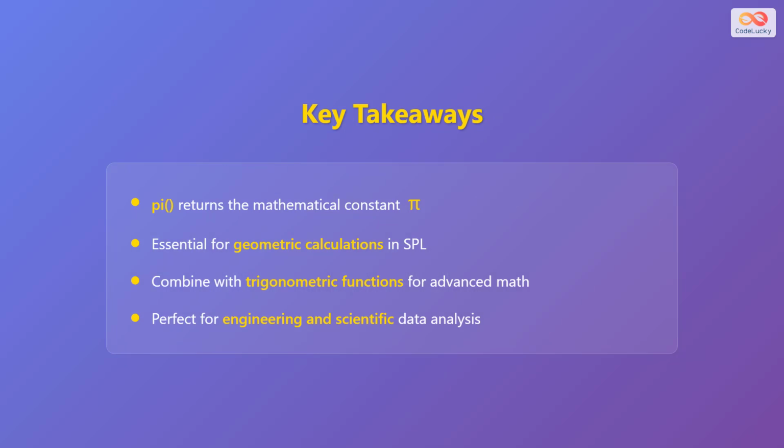To summarize our exploration of the Pi command, the pi function returns the mathematical constant pi without requiring any parameters. It's essential for geometric calculations in search processing language. You can combine it with trigonometric functions for advanced mathematical operations. The Pi command is perfect for engineering and scientific data analysis where precise mathematical constants are crucial for accurate calculations and meaningful insights.